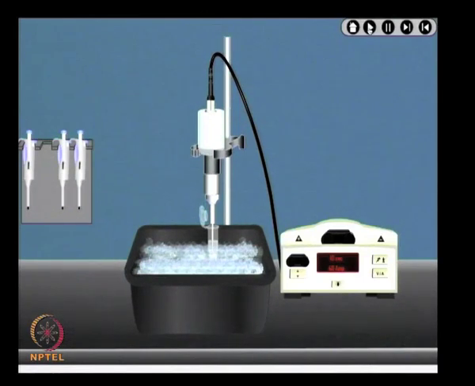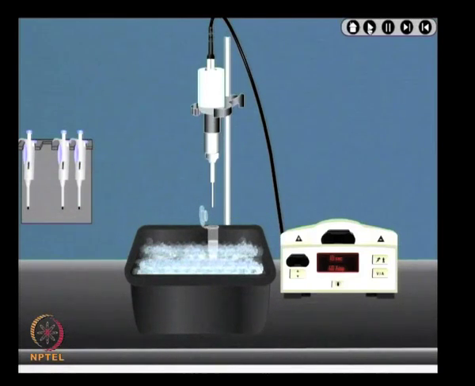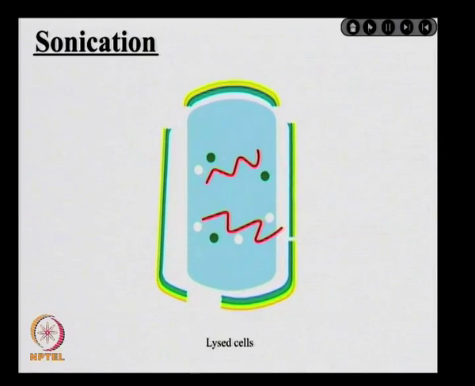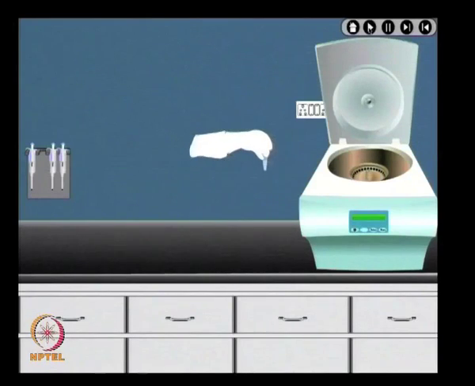Sonication can be performed by using a sonicator for 6 cycles of 5-second pulse with 30-second gap in between at 20% amplitude. Sonication involves the use of high energy sound waves that are capable of breaking open the outer membrane of the cells.